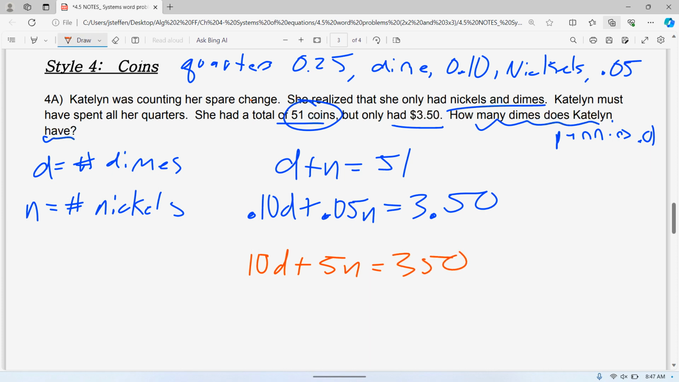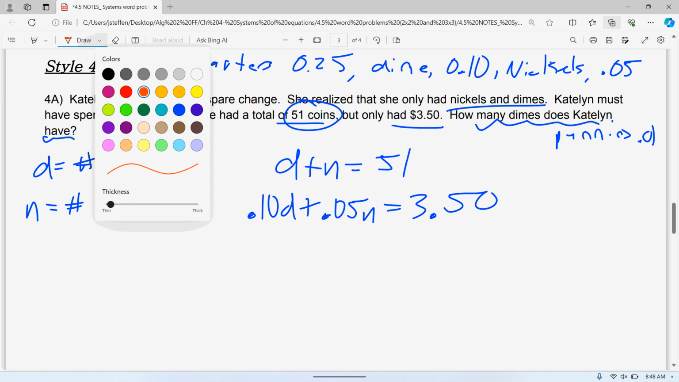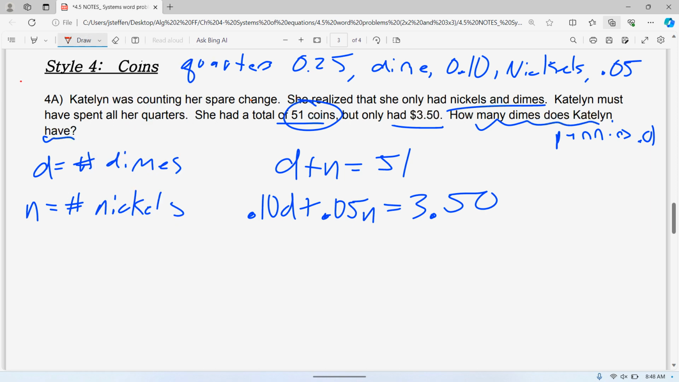Decimals, that's fine. You just end up with 350 rather than $3.50. The way I recommend, I guess I recommend that blue way. Stick with this, and the reason I come back to this is that I'll start solving this to use elimination. You could use substitution as well, but with elimination, we just need two things to be equal but opposite.